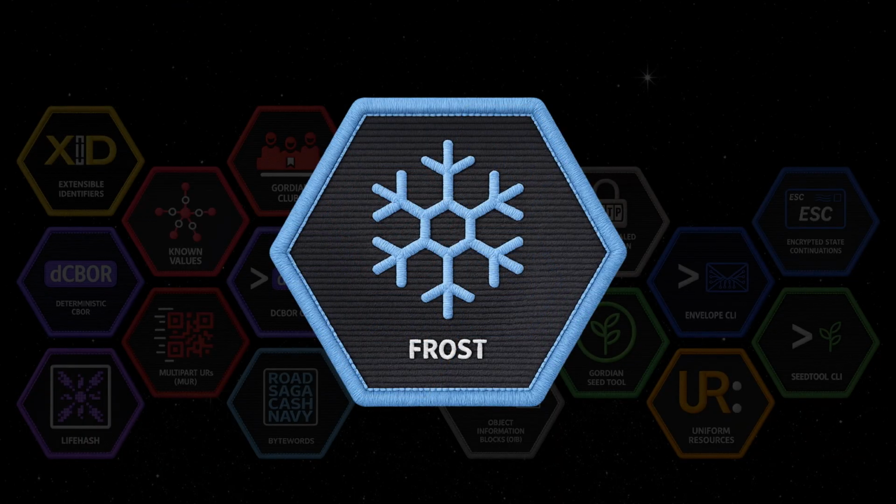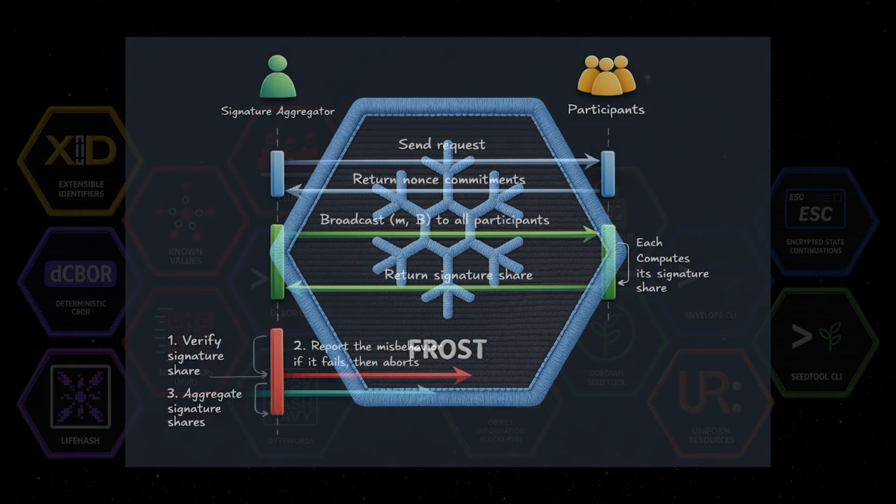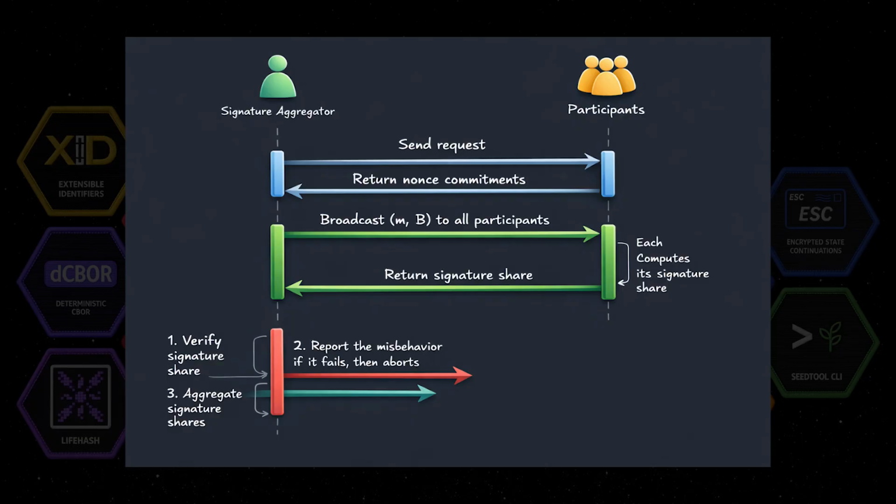Frost, flexible, round-optimized Schnorr threshold signatures, is another extremely cool algorithm that Blockchain Commons has adopted as critical to our decentralized and autonomous future. Frost lets a group of signers collaboratively produce a valid Schnorr signature. Any threshold of participants can sign. The full private key is never reconstructed. The hard part has always been coordination. Frost requires multiple rounds of message exchange, and any central coordinator becomes a point for surveillance and censorship.